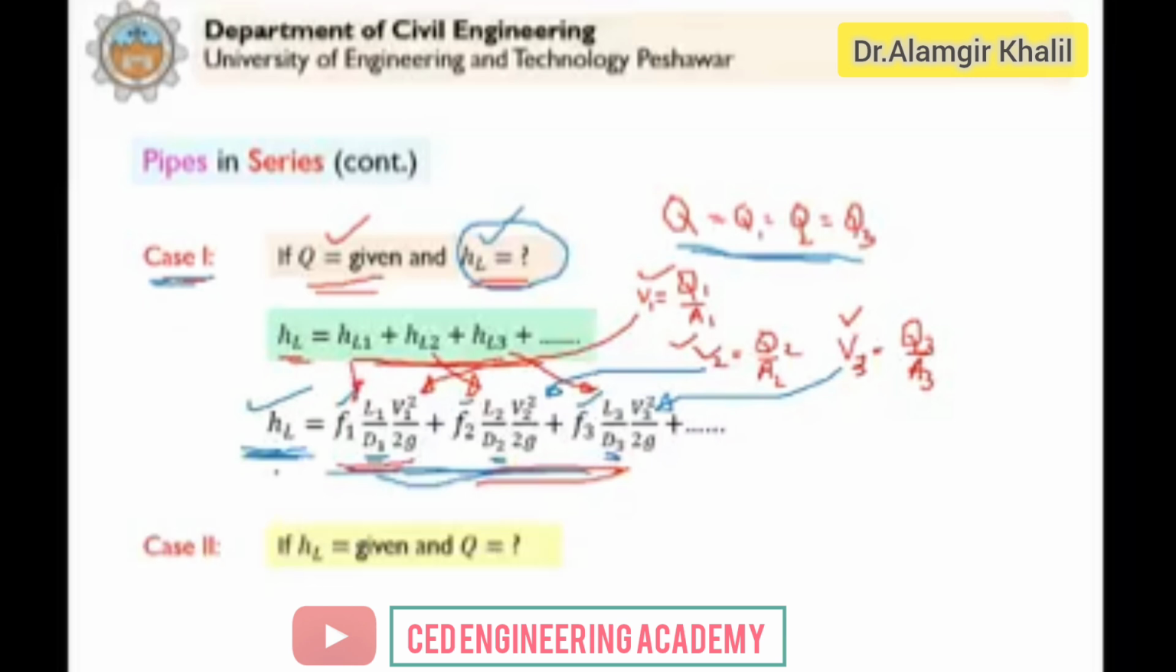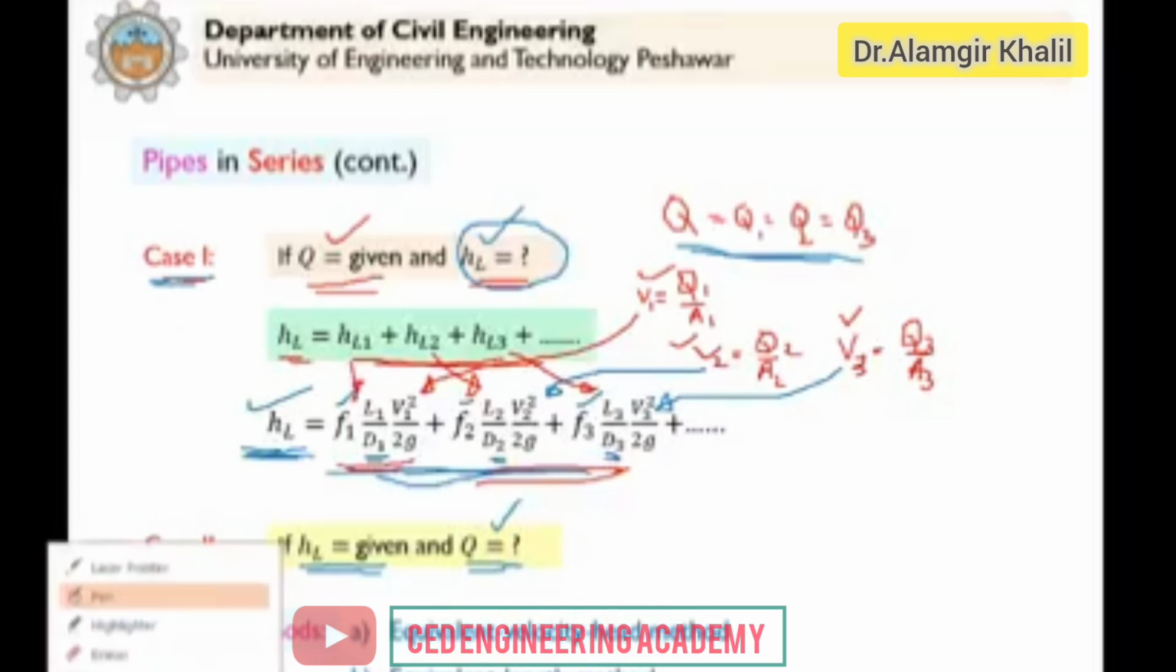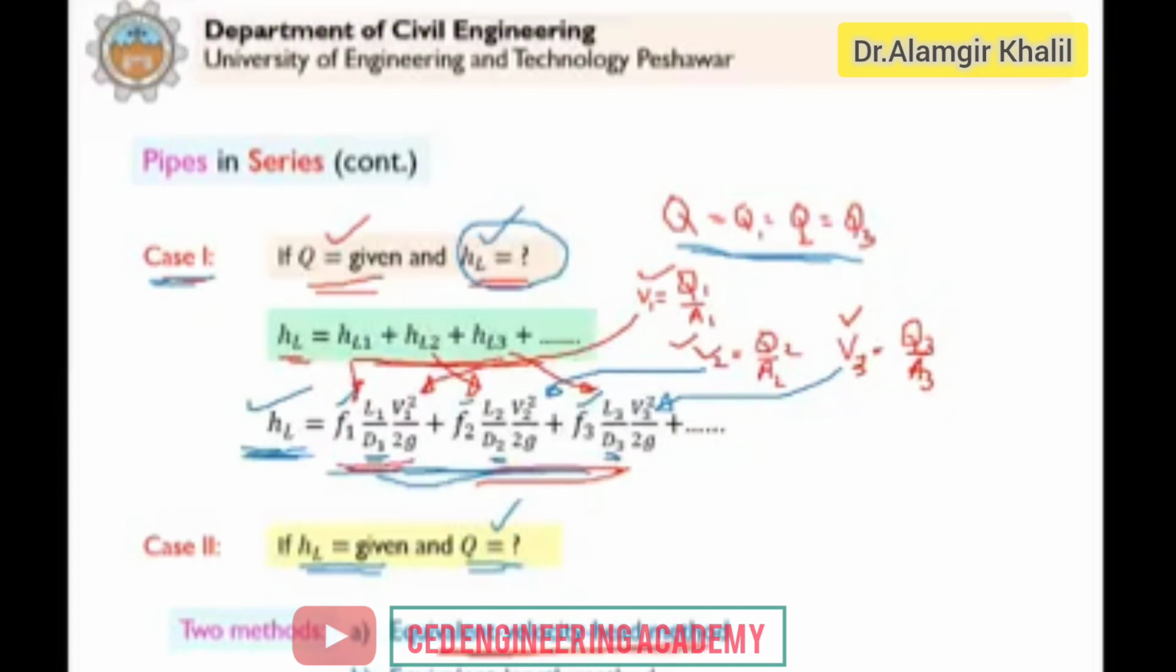The second case is that now in this case, this HL is given, the head loss is given to you, and you are required to calculate the discharge. So how to proceed with this? We have two methods for this. The first one is known as the equivalent velocity head method, and the second method is known as the equivalent length method.